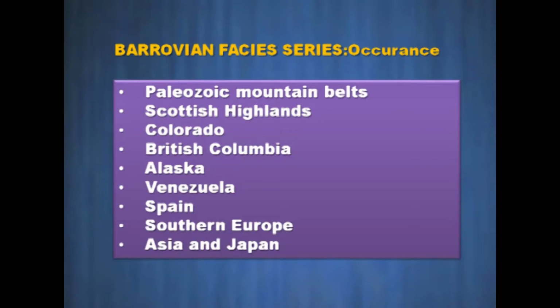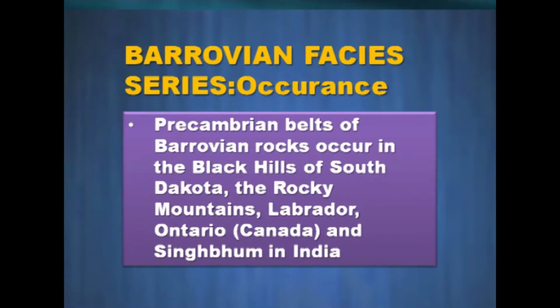The classic region is the Scottish Highlands. Other belts with Barrovian rocks occur in Colorado, British Columbia, Alaska, Venezuela, Spain, Southern Europe, Asia, Japan, etc. Precambrian belts of Barrovian rocks occur in the Black Hills of South Dakota, the Rocky Mountains, Labrador, Ontario, Canada, and the Singhbhum in India. The Paleozoic orogenic belts are clearly associated with convergent plate margins.